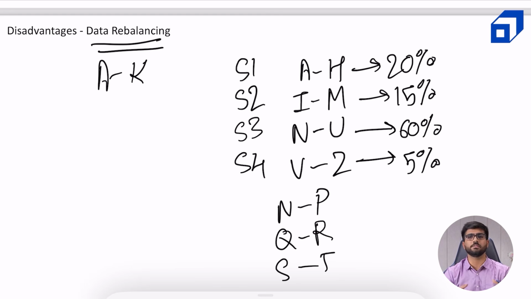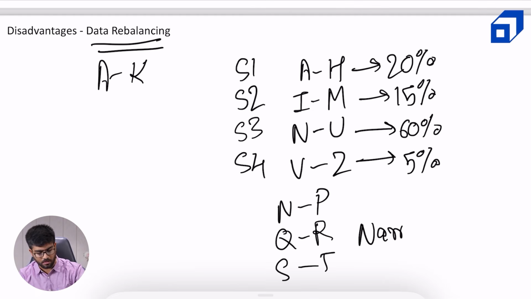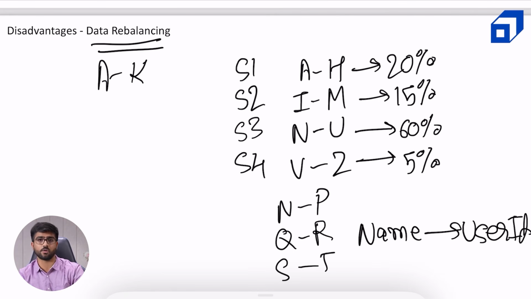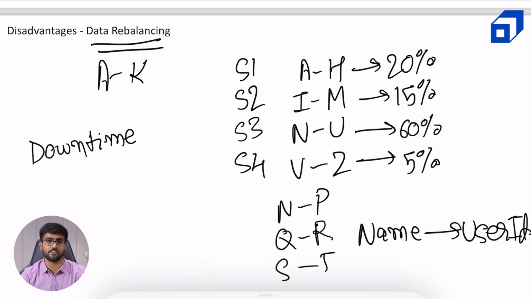Or let's say we changed our partition key, our shard key, from name. Earlier it was name, if you remember. Now it becomes user ID. Now this changes everything altogether, right? There is no correlation between username and user ID, and it is possible that none of the data which was lying in the previous shards would be in the same shard again. Now this incurs downtime, and it obviously affects the availability of the system, right?